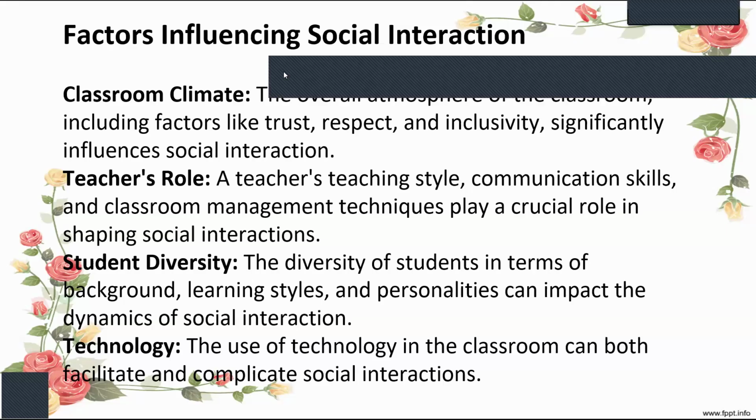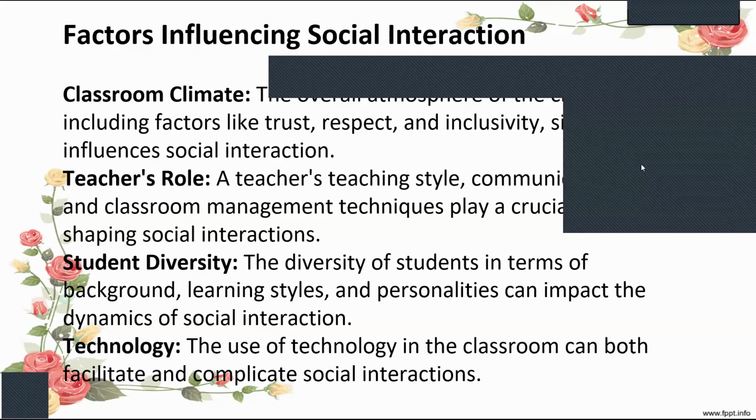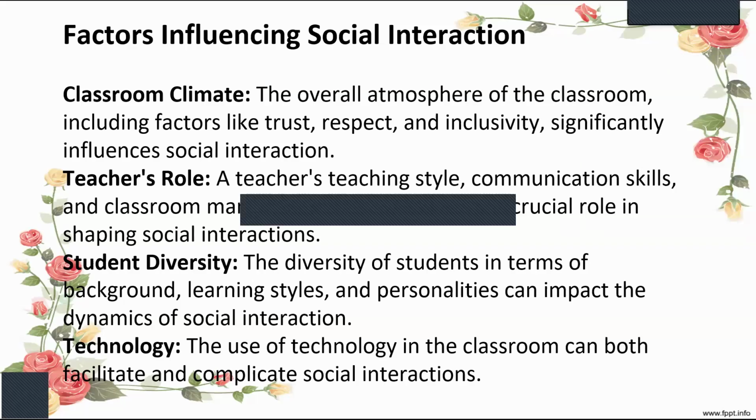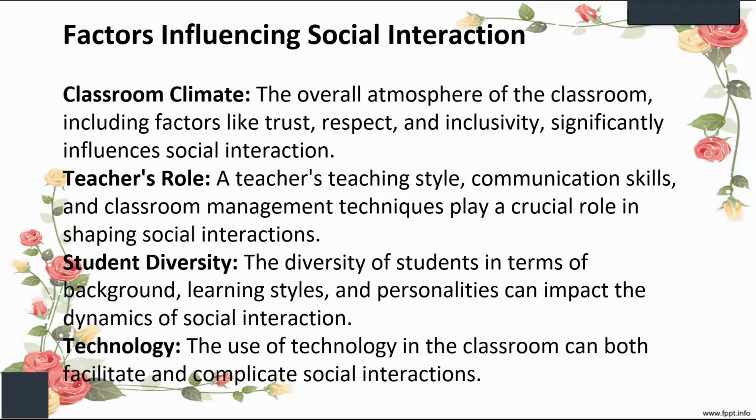Factors influencing social interaction. I hope you can easily understand these factors. Classroom climate: that means the overall classroom environment, which includes trust, respect, and inclusivity. Inside the class, each student should feel trust among themselves, feel respected, and feel that they are considered, not spared. That affects social interactions. If there is trust, respect, and inclusivity, it affects social interaction positively.